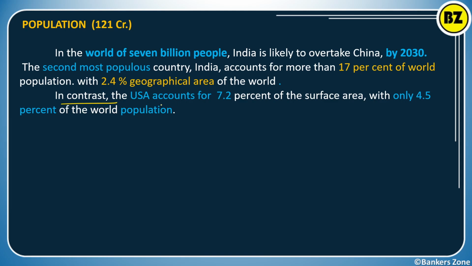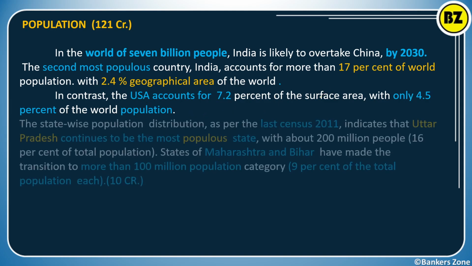In contrast, the USA has around 7.2% of the surface area, that is the geographical area, and only 4.5% of the world's population. So you can imagine, here we have 17% of the population but only 2.4% of the area. Compared to that, the USA has 7.2% of the area and only 4.5% of the world's population. So here you can see how much pressure there is on the available resources in India, right?